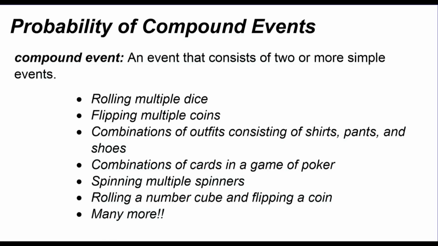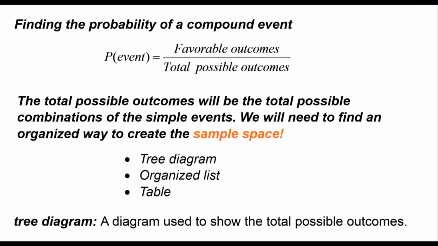to find combinations of outfits consisting of shirts, pants, shoes, combinations of cards in a game of poker, spinning multiple spinners, rolling a number cube and flipping a coin at the same time, or many more. Any two or more simple events that we put together form a compound event. So how do we find the probabilities of these types of things?